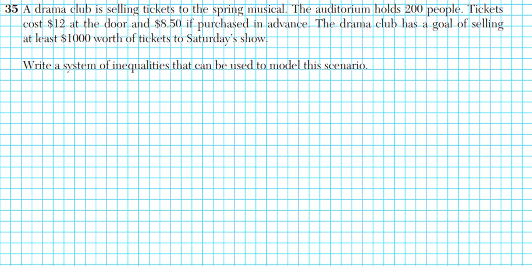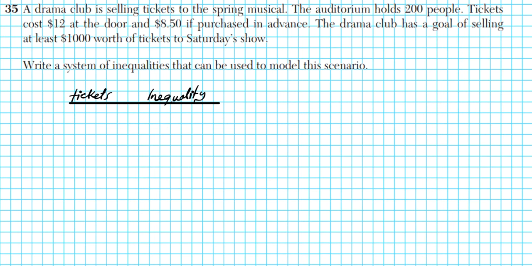Okay, so we are going to have 2 inequalities here. The first one will involve the number of tickets sold. So let's call that the tickets inequality. And then the other one will involve the cost of the tickets. Alright, so let's deal with this one first.